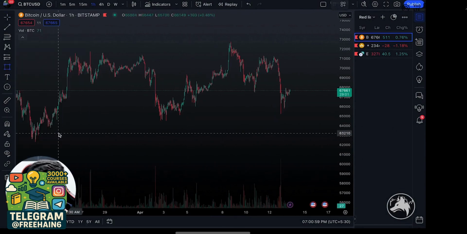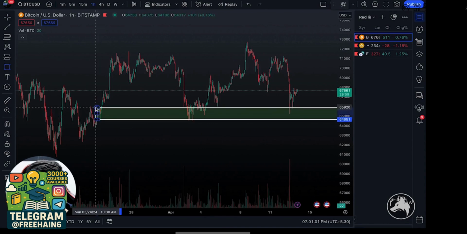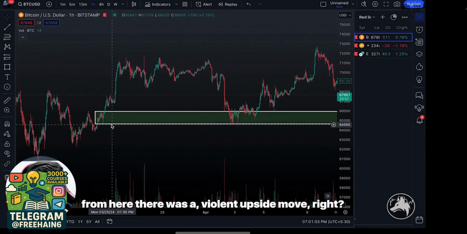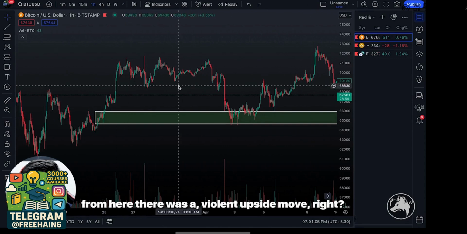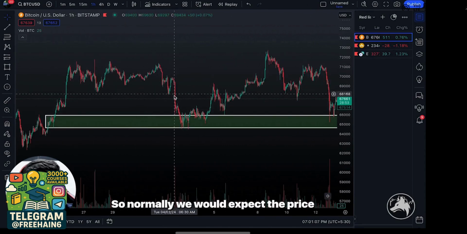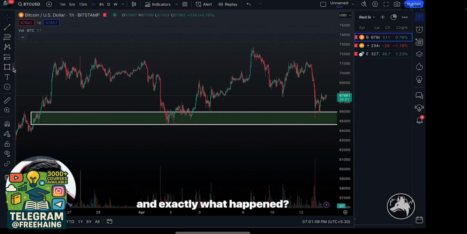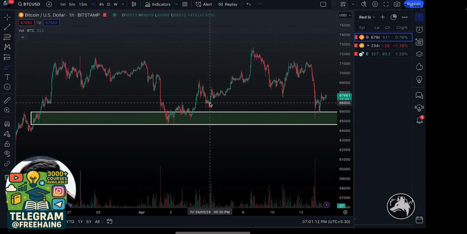So if you look at what happened, I'll give you another example. If you look at this particular zone, from here there was a violent upside move, right? So normally you would expect the price to come back down and respect that zone, and exactly what happened.